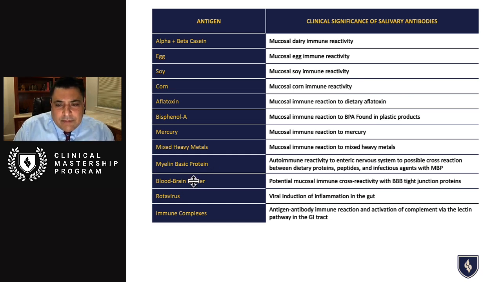And then blood-brain barrier proteins, the tight junction proteins of the brain, and then rotavirus, it's just a virus that can induce gut inflammation, and then just general immune complexes. And immune complexes, you definitely want to start thinking about like lectin, food sensitivity. Those are the main reactions to these immune complexes that are measured on this profile. So those are the main markers.